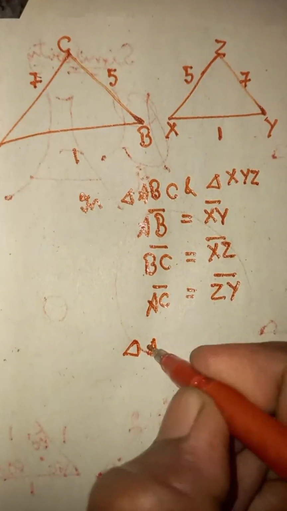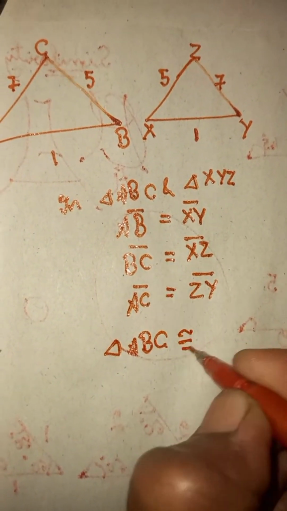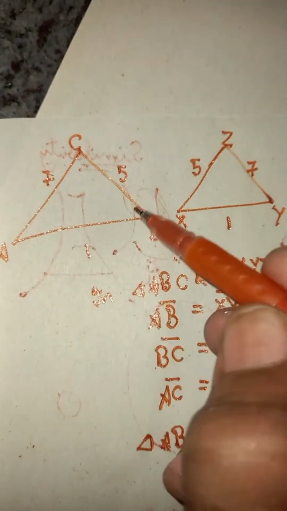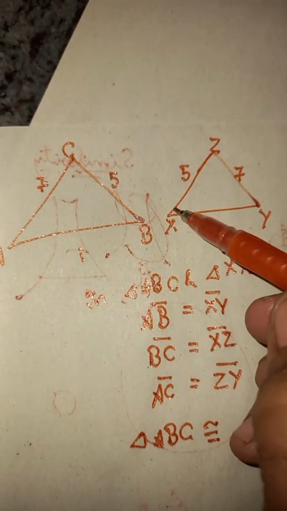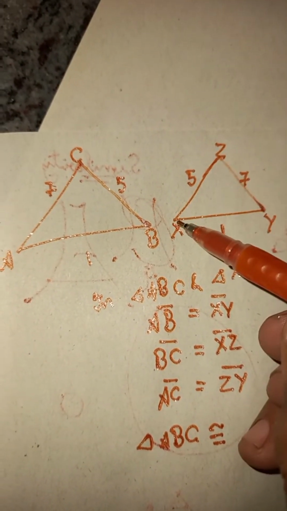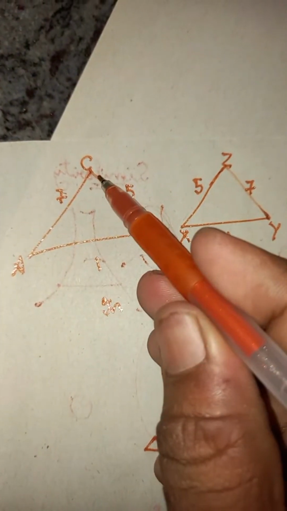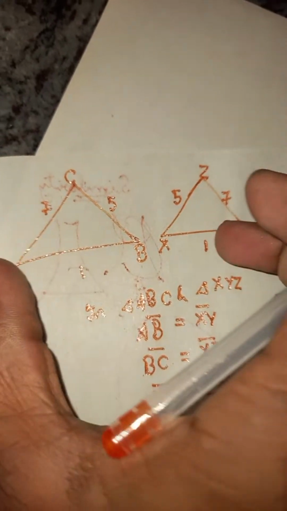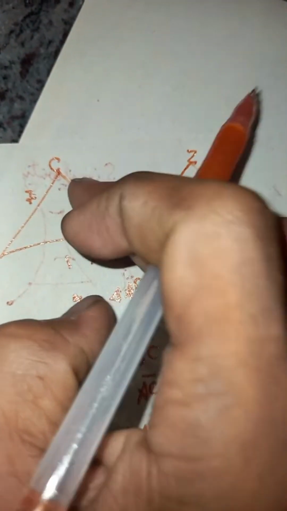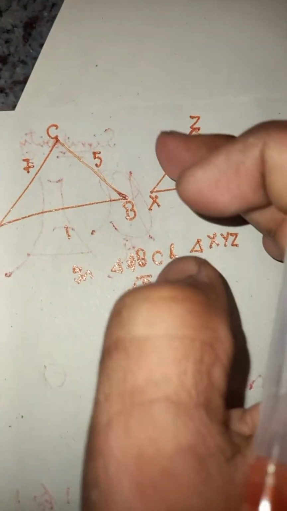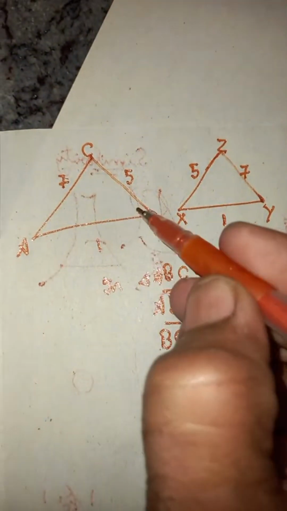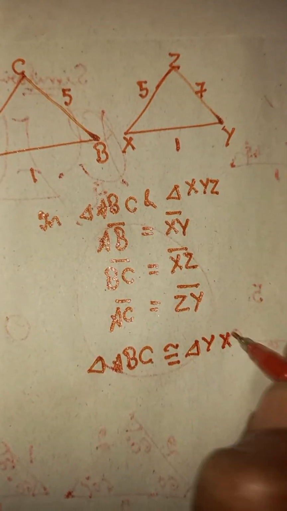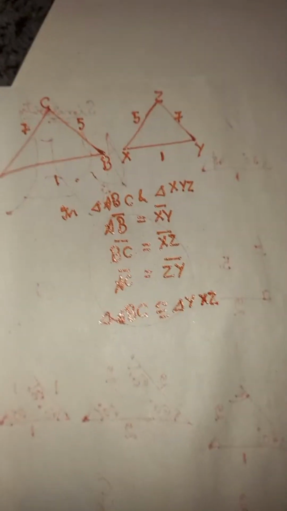Here let's write triangle ABC congruent to, you must take exact sides. AB is equivalent to XY, but you must take even this side, that is XZ. So ABC comes like this, that is YXZ. It must come in the same shape, 1, 5, 7. So ABC is congruent to YXZ. This is triangle YXZ. These are all about congruent triangles.